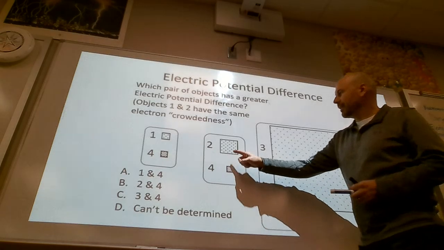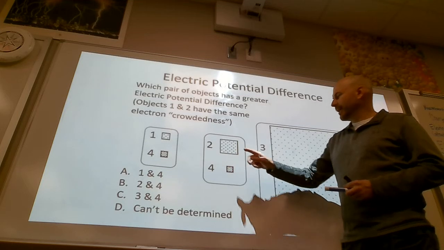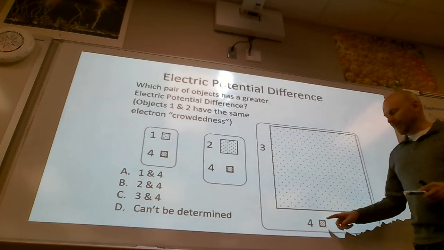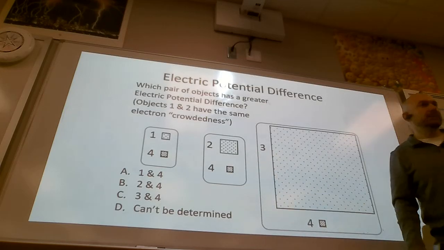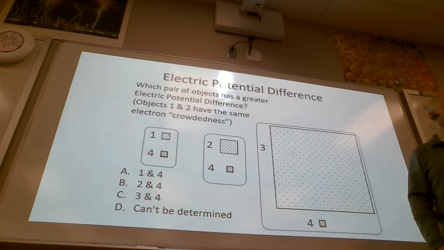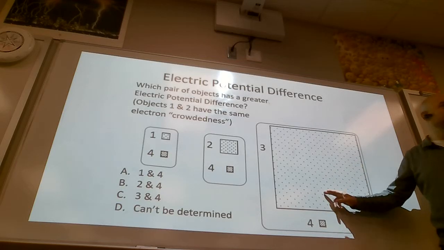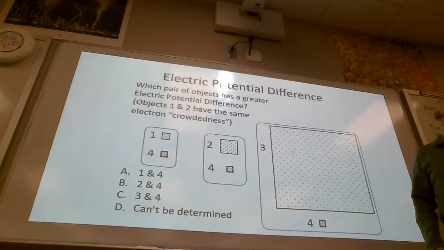Here, it's definitely more crowded here than in here, but like the comparison of crowdedness, there's a whole lot more room here than there is here. They're less crowded over here. So like the comparison of crowdedness, there's a bigger difference in crowdedness. Okay, with that.